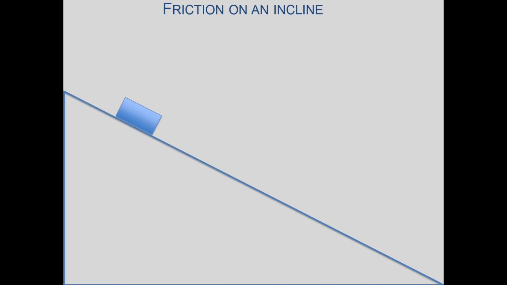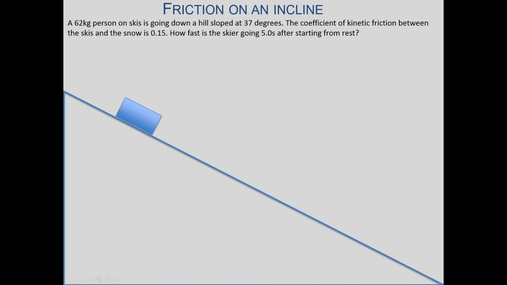Let's begin by reading the problem. A 62 kilogram person on skis is going down a hill sloped at 37 degrees. The coefficient of kinetic friction between the skis and the snow is 0.15. How fast is the skier going 5.0 seconds after starting from rest?